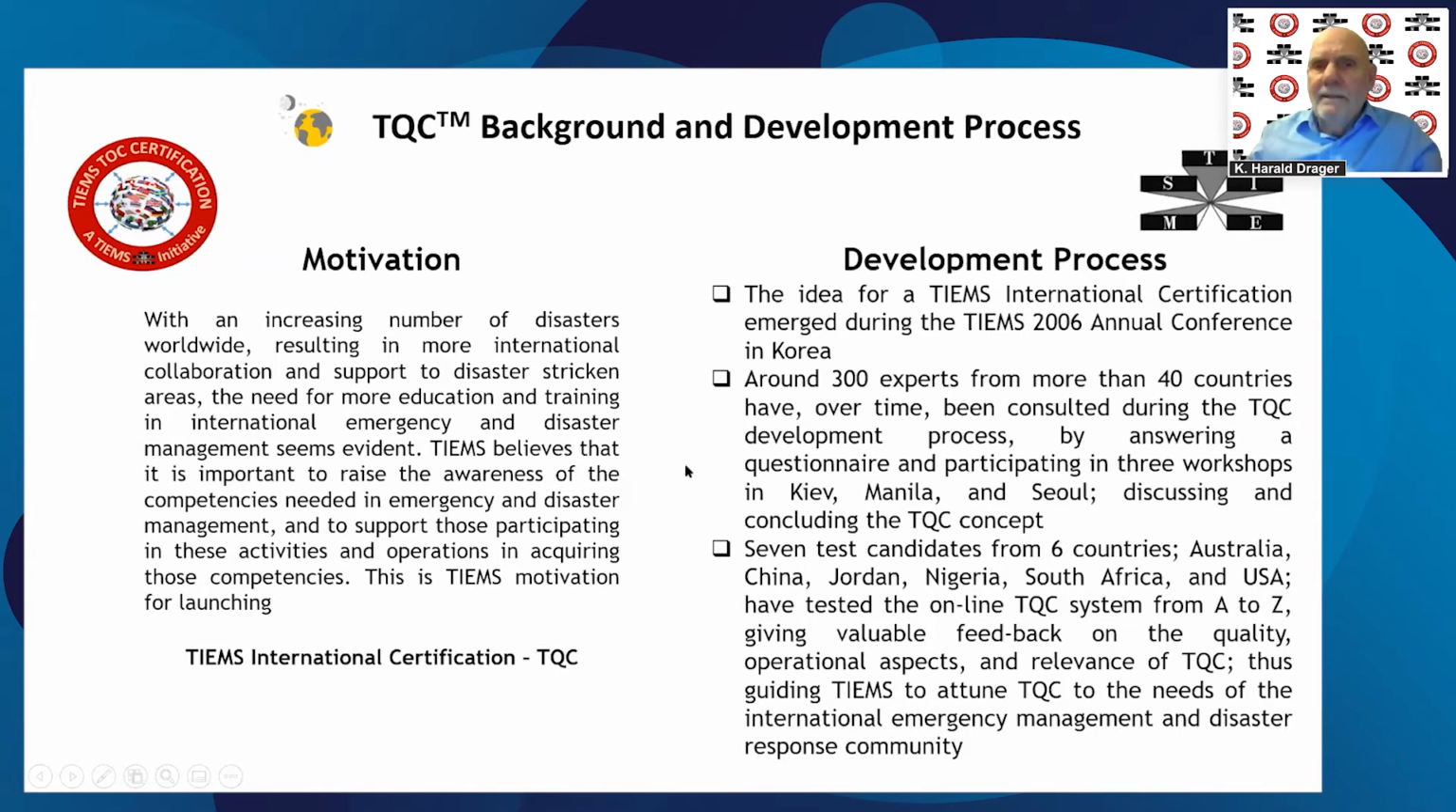But in order to make this a live system, we needed some test candidates who would test the system, to see that it was relevant and give us good feedback. These 7 candidates are from 6 countries: Australia, China, Jordan, Nigeria, South Africa, and USA. The idea was then to tune the TQC to the needs of the international emergency management and disaster response community.